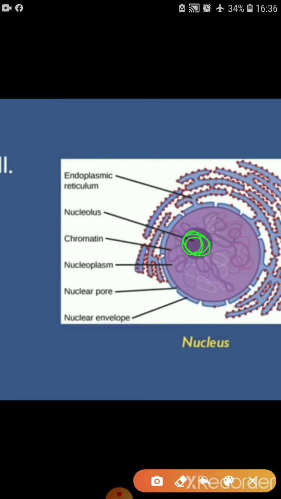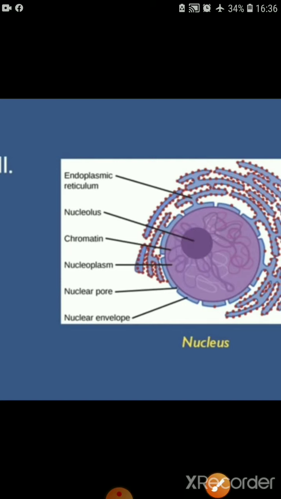near a side of the nucleus. A circle-type body is seen on one side of the nucleus, a dark purple colored body. That is called nucleolus. What is that called? That is called nucleolus, isn't it?